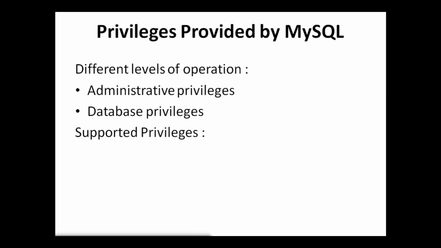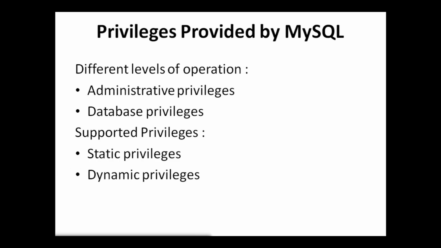And privileges for database objects such as tables, index, views, and stored routines can be granted for specific objects within a database, for all objects of a given type within a database, or globally for all objects of a given type in all databases. So there are static and dynamic privileges.